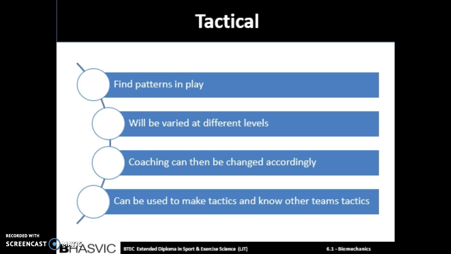The next one is tactical. So this is a good way to be able to work out how you can help your team or player to improve. What they would do is find patterns in play in their own team and their opposition's teams. This can be varied at different levels. It then allows the coaches to plan training that helps to keep to a pattern or pick up on other teams' patterns, so you can work for your team's advantage around the opposition. By knowing your own tactics and the other teams', you can play against each other.